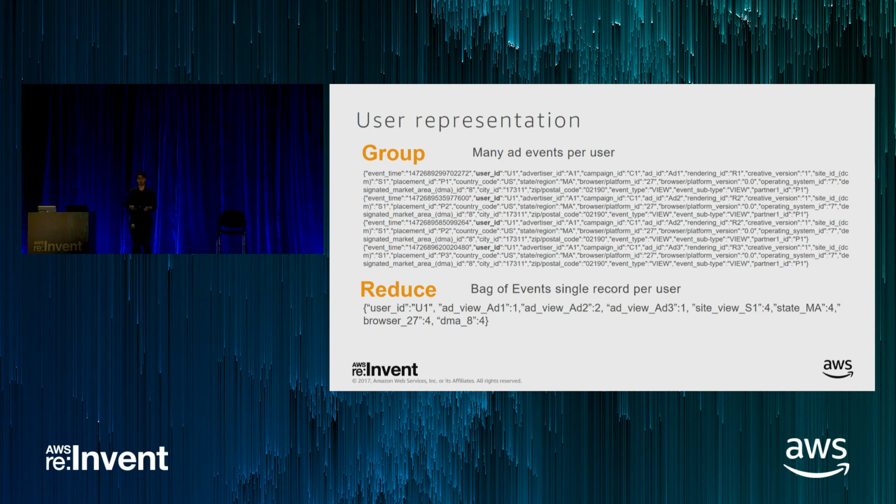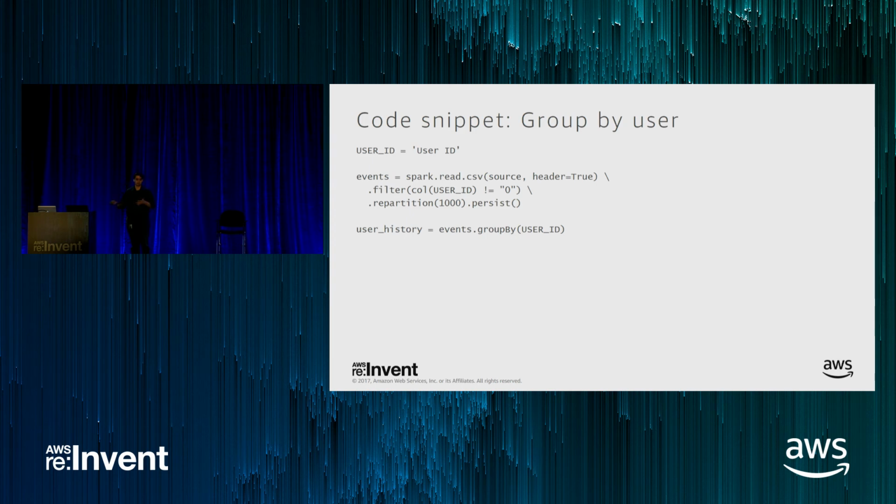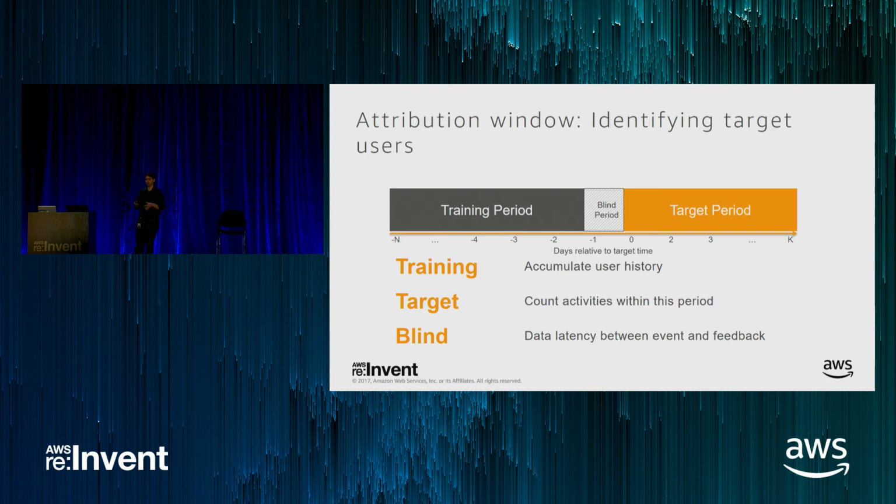I call it a bag of events, similar to a bag of words that you may have heard about in other areas. Here's a quick code snippet of how to do this in PySpark. We're just going to group by user ID, and that's it. Not super complicated there. And now we're in a position, once we have all the data grouped by user ID, we can start to build our training examples for our model.